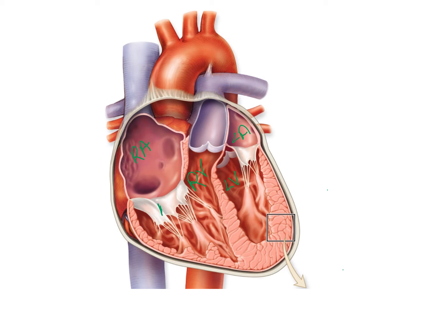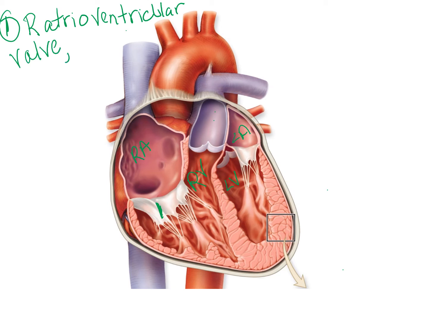So we have this valve here, I'm going to call it 1. It is between the right atrium and the right ventricle. It's the door. It is the right atrioventricular valve. It is also called the tricuspid valve. It keeps blood from flowing backwards. That's the point of these valves. So blood should flow from the atrium into the ventricle, not the opposite way. And that valve is the door that prevents that from happening.